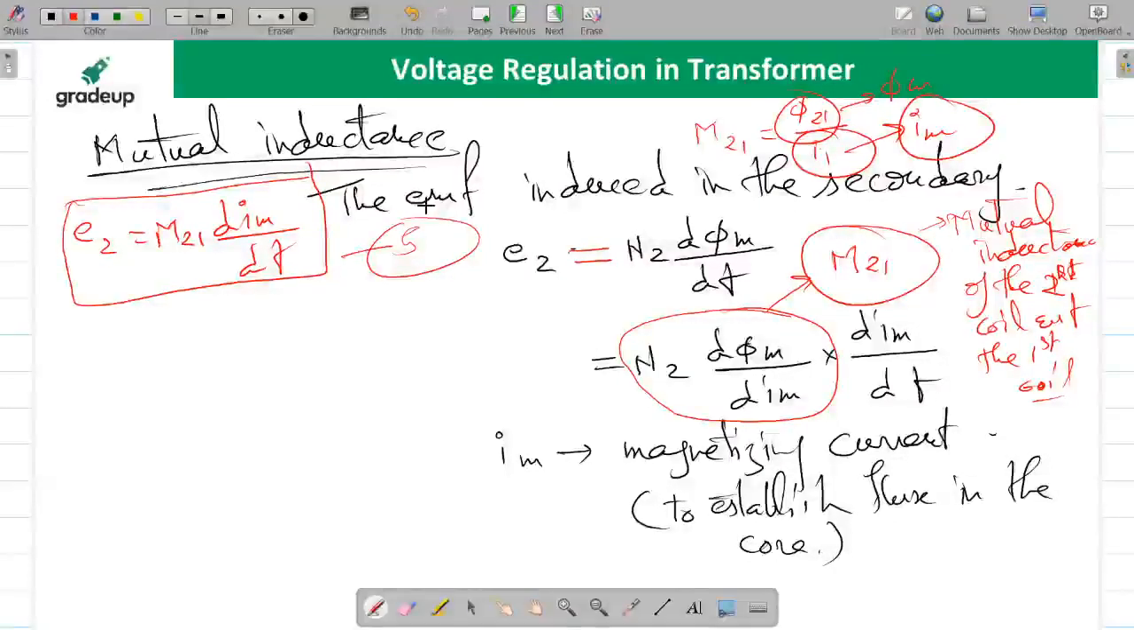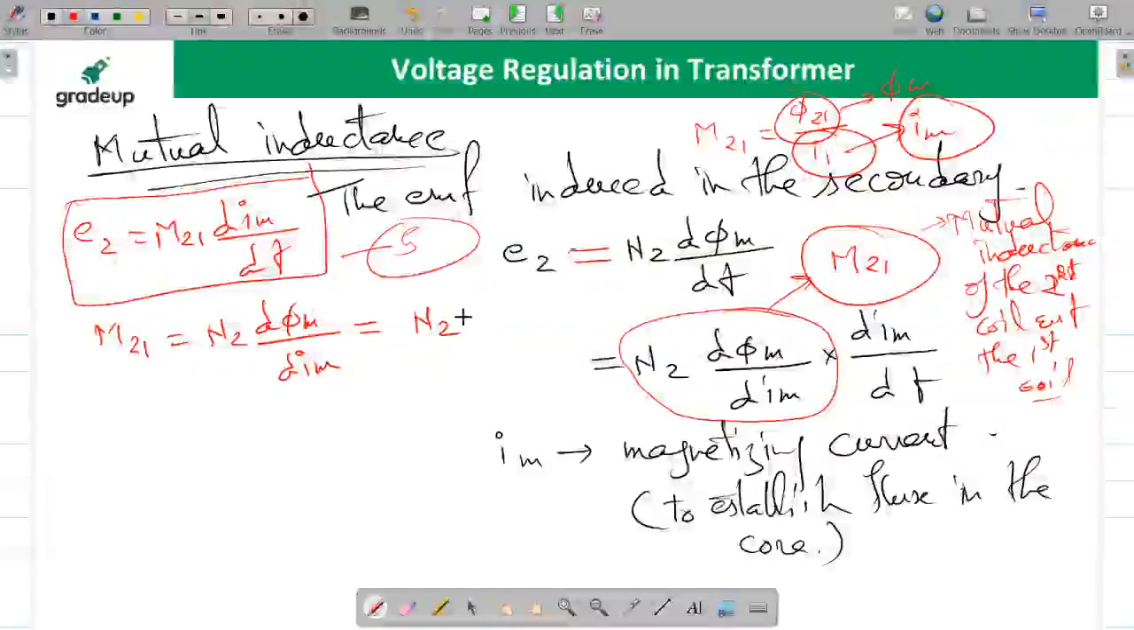Okay. Now you see here this M21 we are writing as, that is the mutual inductance of the second coil with respect to the first coil, as N2 dφm upon di m. Yes or no? And this you can write as N2 N1 upon Rm.